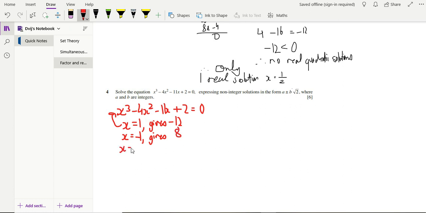Let's try x is negative 2, for example, and let's see what that gives us. So if we sub x is negative 2 into the equation, cool, that gives us 0, which is excellent. So this is what we're looking for, x is negative 2.